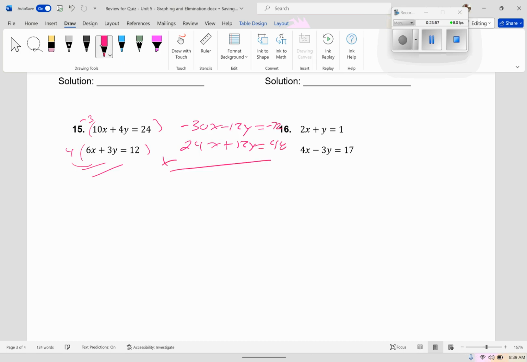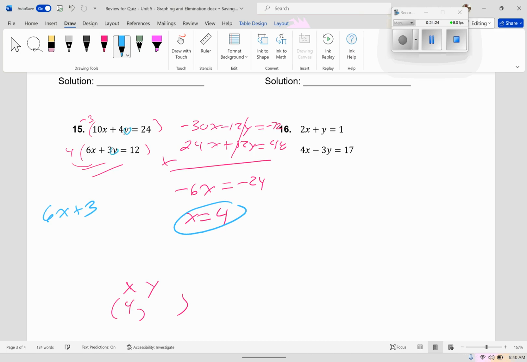If we add those together, the y's go away, so I'm going to get -6x because -30x plus 24x. And -72 added to 48 is -24. Divide both sides by -6, so that's going to give me 4 for an answer for the x. Then I'm going to take this 4, I'm going to plug it either here or here. I'm going to pick the bottom one, so 6x plus 3 times y, but y is now going to be a 4. 3 times 4 is 12. Subtract 12 from both sides, so I get 0. Divide each side by 6, so I get 0.